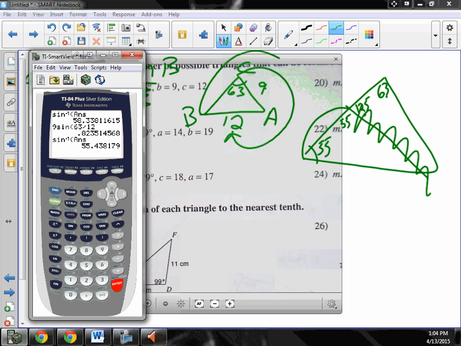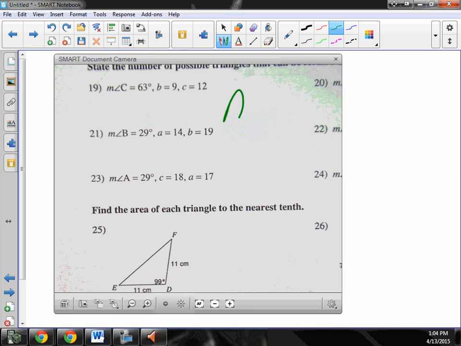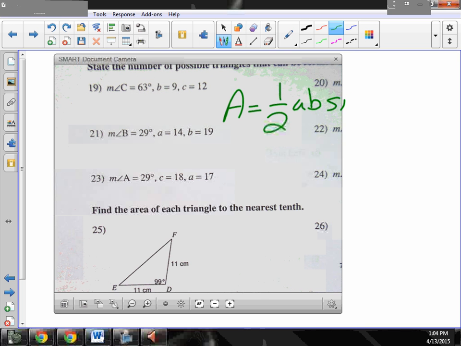You need to show your work. And then the last 4 questions are just a review of the area formula. And the area formula is really easy. Area equals 1/2 AB sine of C. That's one version. Do you remember what another version is? Well, it's basically that, but it's more complicated. How do I adapt this formula for a different angle?